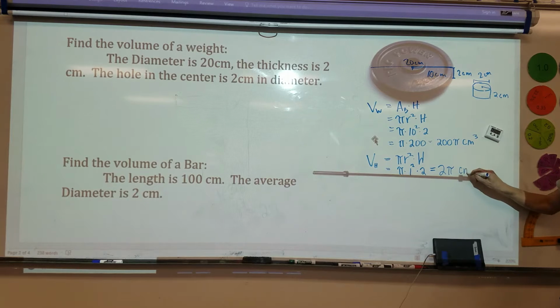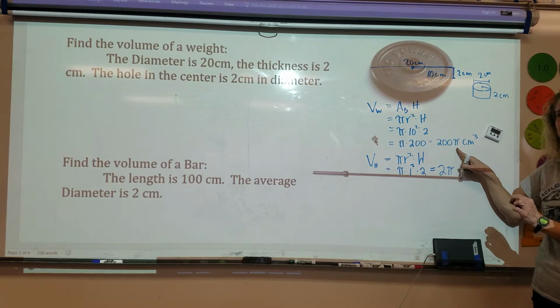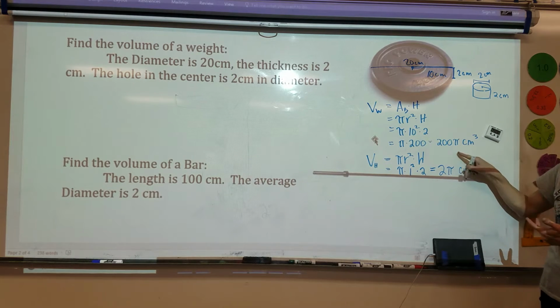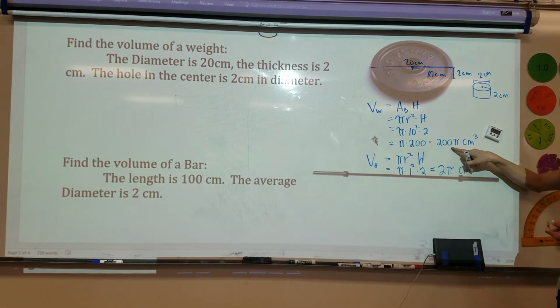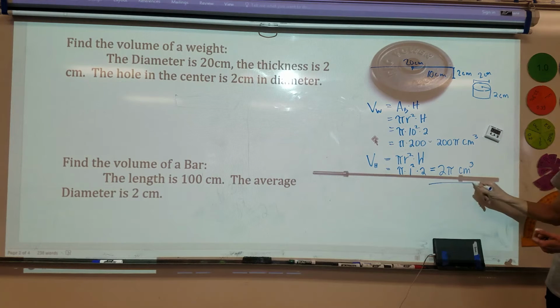Some of you are going, Mrs. Boone, don't we need to calculate the pi in there? No. Mathematicians love to leave pi in the answer because pi is exact. I didn't have to round to any decimals. So I'm going to leave it as pi. So the whole one minus the hole, we're going to subtract. 200 minus 2 is 198 pi cubic centimeters. So that's the volume.